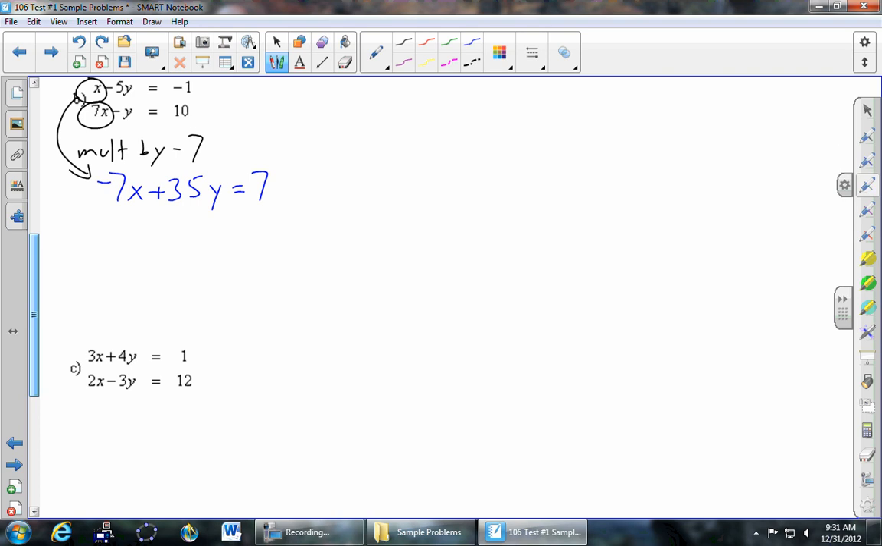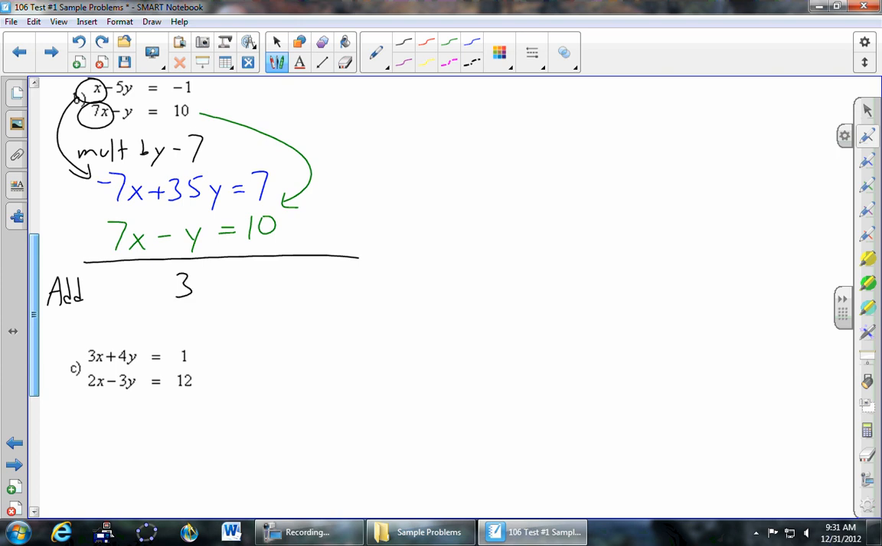And then I'm going to copy the other equation. No need to do anything to it. 7x minus y equals 10. And the nice thing about the way we've set this up here is that if you add these two equations, then something really good happens with the x's. Negative 7x plus 7x cancels. So we'll just add the y's. 34y is equal to 17. And then divide both sides by 34. We get y is 17 over 34, or a half.